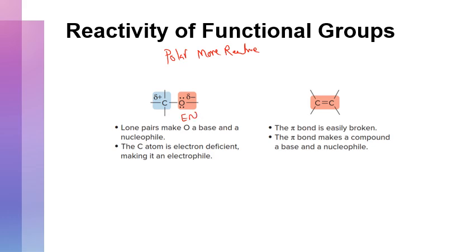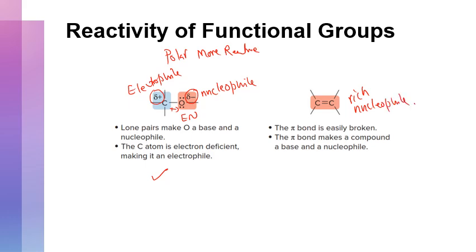Oxygen is more electronegative than carbon, so the shared pair of electrons will move towards oxygen, and that makes it slightly negative. Since it is slightly negative, we call it a nucleophile because it is electron rich, and carbon has a slightly positive charge. That makes it an electrophile because it is electron deficient. So that makes it more reactive. And in the case of pi bonds, they are electron rich, so we call them nucleophiles.